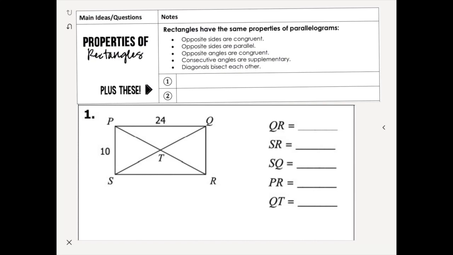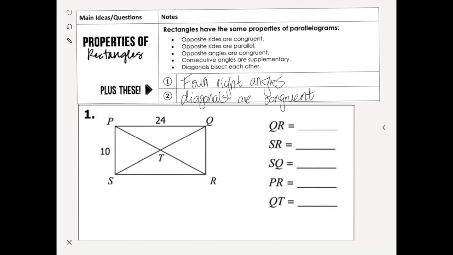So I'm going to write here, four right angles. And rectangles, their diagonals are congruent. So you can write these down or you can look at them in the notes. Either way, I included them, so it's up to you.